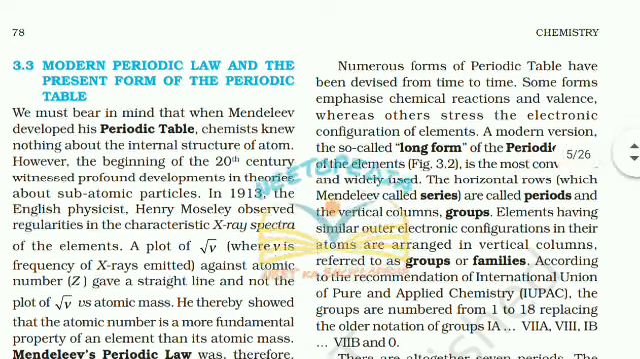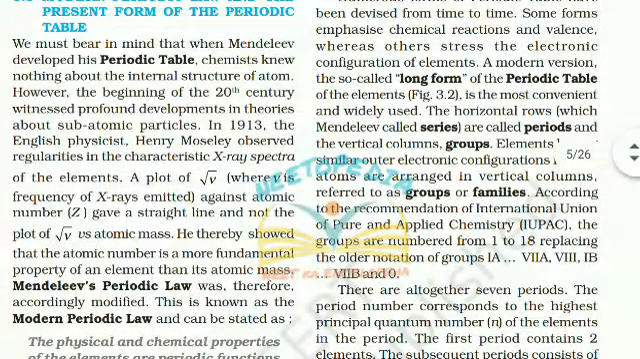In 1913, the English physicist Henry Moseley observed regularities in the characteristic X-ray spectra of the elements. A plot of √ν, where ν is the frequency of X-rays emitted, against the atomic number Z gave a straight line, and not the plot of √ν versus atomic mass. He thereby showed that atomic number is a more fundamental property of an element than its atomic mass.